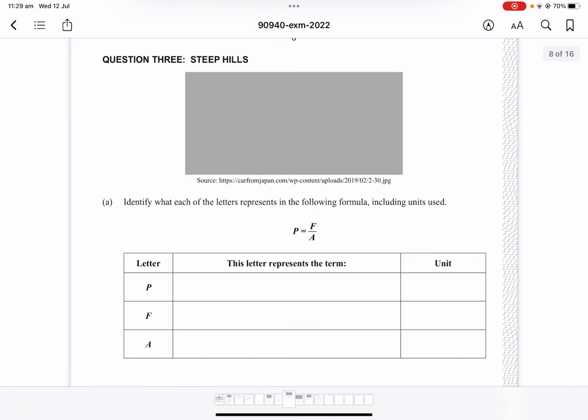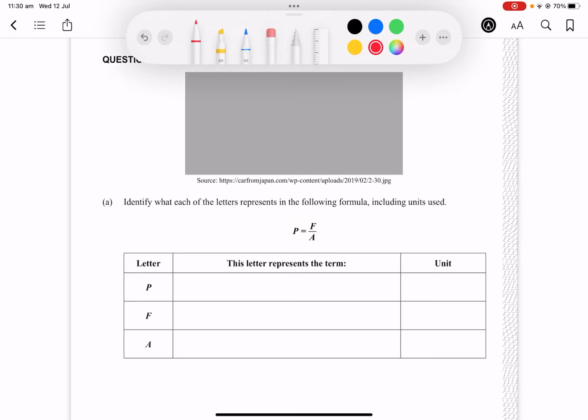Let's look at question 3, steep hills. For question A, we want to identify what each of the letters mean in the formula, including the units used. For the letter P, that's going to be the pressure, which is measured in pascals.